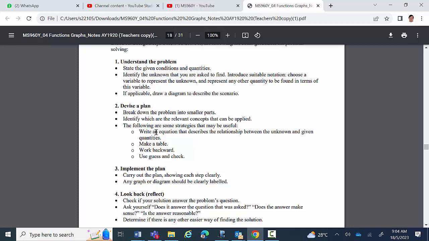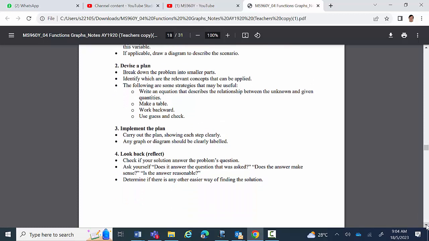Then the third step is to implement the plan. Carry out the plan showing each step clearly, and any graph or diagram should be clearly labeled. Then finally, reflect. Look back and check if you answered all the questions. Ask yourself, does it answer the question that was asked? Does the answer make sense? Is the answer reasonable? Determine if there is an easier way to find the solution.